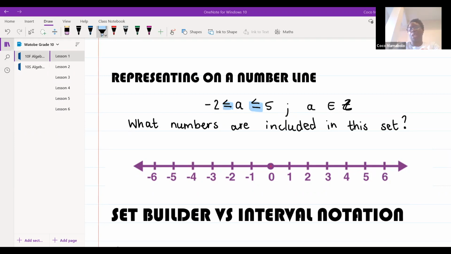Okay, you guys have, I think, 30 seconds left or so. Remember, you can pop your answer in the chat once you're done drawing. Make sure that you know exactly how to represent it on a number line, and also how to point out exactly which numbers are included in the set.